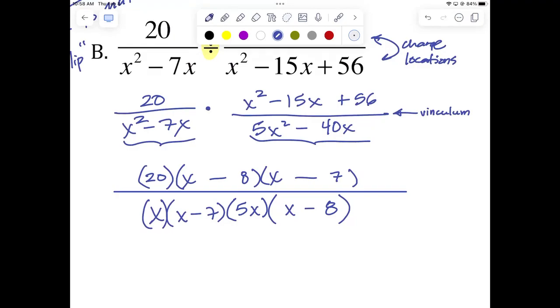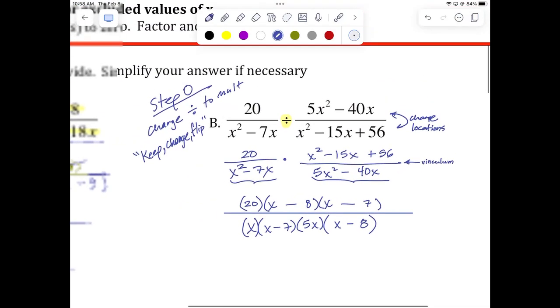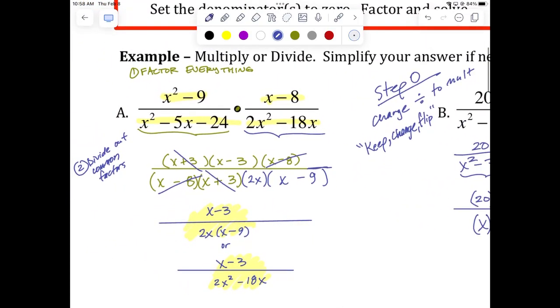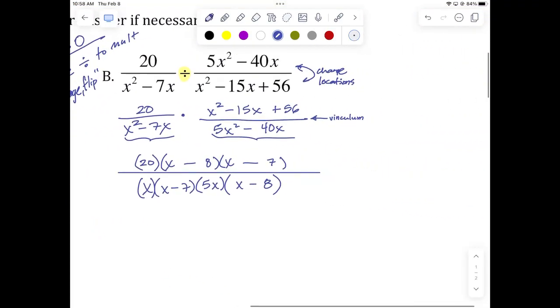So that's step 1. Factor it all out. Step 0 is to stay, change, flip. And now step 2 is to what? Divide out your common factors.